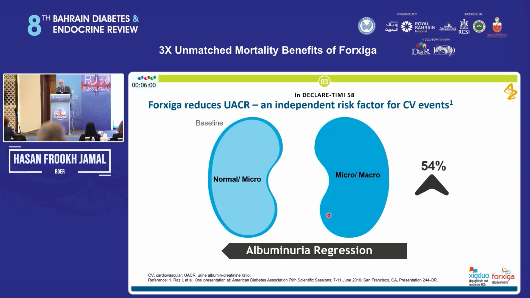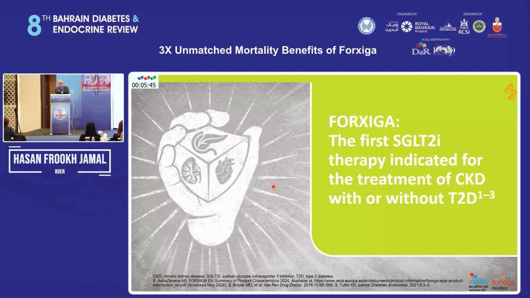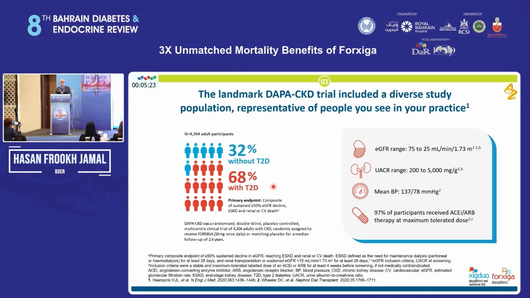Not only this effect, but there will also be a regression of albuminuria among these patients using the SGLT2 inhibitor dapagliflozin in about 54%. From micro to macroalbuminuria will be reduced to normal or even microalbuminuria. So dapagliflozin is considered the first SGLT2 inhibitor being used in a CKD patient with or without type 2 diabetes. Not only type 2 diabetes patients are treated with SGLT2 inhibitors, but non-diabetic patients will also benefit from SGLT2 inhibitors. And this is the landmark of the DAPA-CKD study, the trial which included type 2 diabetic patients as well as non-diabetic patients.